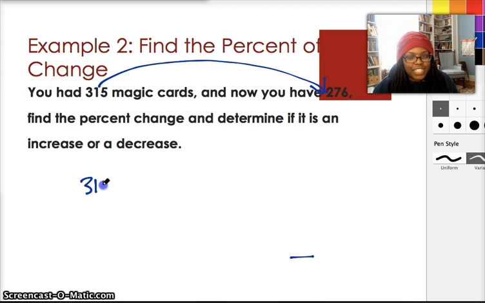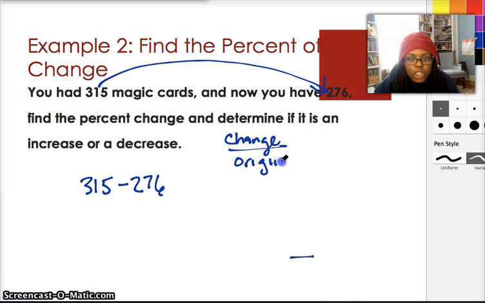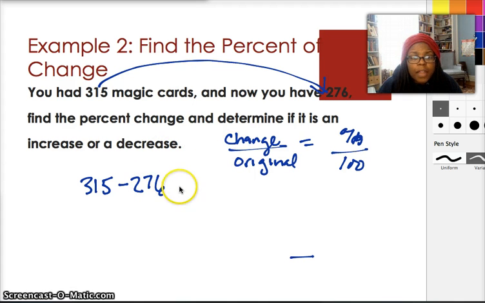All right, so we're going to find the difference. We've got 315 and we're going to subtract 276. Remember what we're doing. We're going to do a version of part over whole is equal to percent over 100, but it's going to be change over original is equal to percent over 100. And so the change, the difference, is given if we subtract these from one another. And we can see that that change is 39.